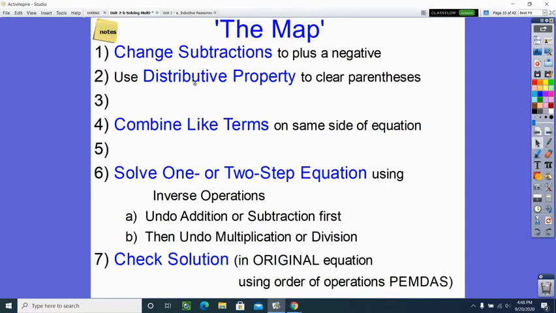The next thing you're going to look for is parentheses. You're going to use the distributive property to clear those parentheses, remembering to multiply by the second piece. There will be another thing to look for. We're not quite there yet. The next thing you do is to combine like terms. So you would never try to combine like terms through the parentheses before distributive property. That's why that has to happen first. Once you've combined your like terms on each side of the equation, then it'll either be a 2-step or sometimes you'll get lucky and there'll only be 1 step. And don't forget to check your solution in the original equation using order of operations, PEMDAS.